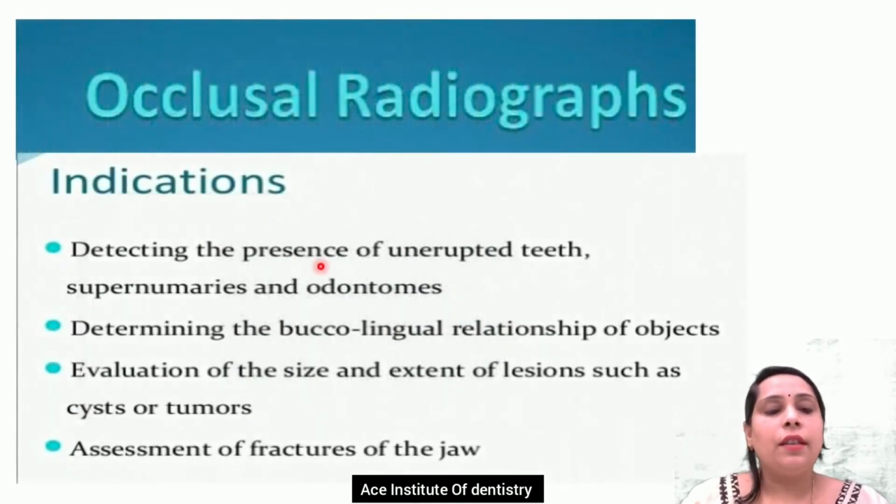Occlusal radiograph. This is the third intraoral radiograph. One, just now we have discussed two. This is the third one. Occlusal radiographs are used for detecting the presence of unerupted teeth, supernumeraries and odontomes. This is the main reason for our occlusal radiograph. Also determining the buccolingual relationship of objects, evaluation of the size and extent of lesions such as cysts and tumors, and assessment of fractures of the jaw.